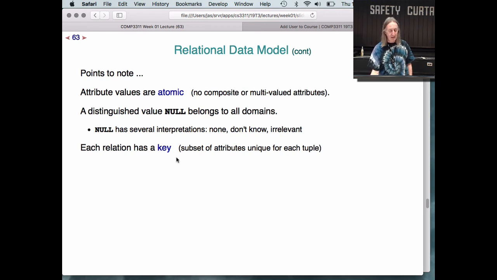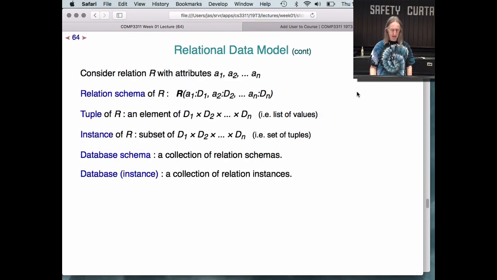And a relation has a key. This is true in the pure relational model, which is what I'm talking about here. Once we go to SQL, a table doesn't have to have a key. What else? A relation schema basically gives the name of the relation, the name of each attribute, and the domain of that attribute.